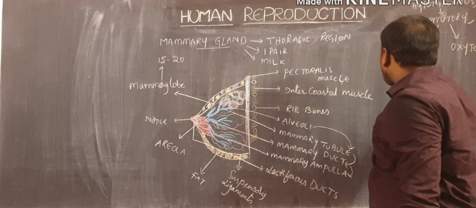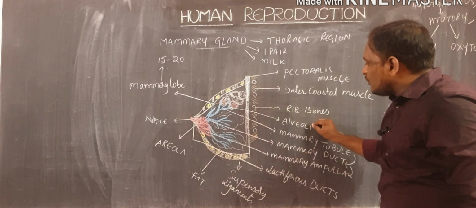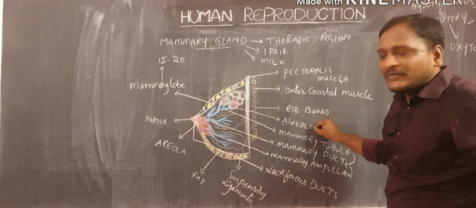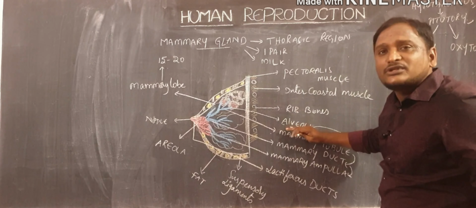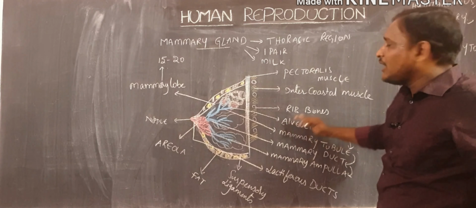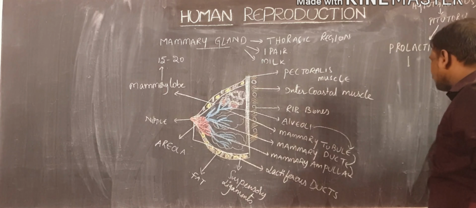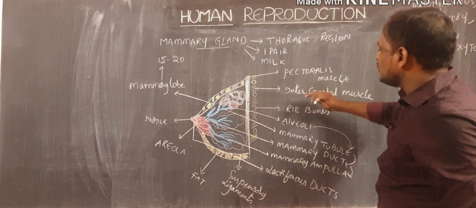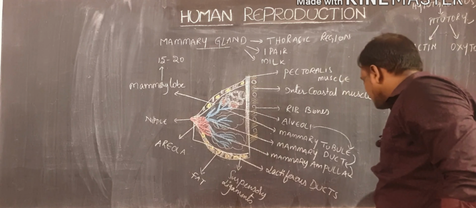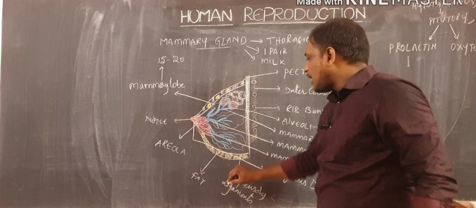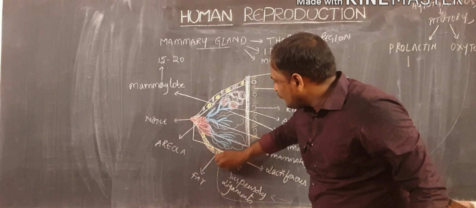Prolactin is helpful to produce the milk in the alveoli. And then oxytocin acts on the suspensory ligaments, and then the ampulla.